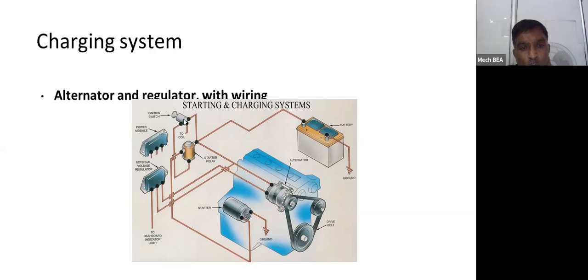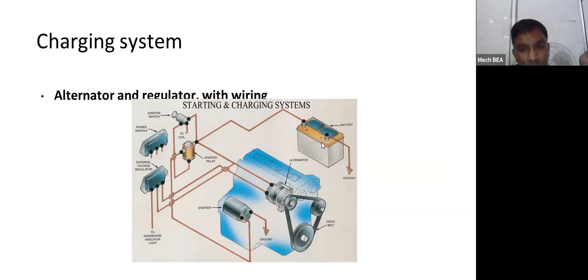In this schematic shown on the screen, you can see that once the ignition switch is on, that will run the motor, and accordingly cranking is provided to this engine. And as the engine is running, through this pulley the power is supplied to this alternator, and through this alternator we are able to charge the battery. So combinedly it is shown as the starting and charging system.